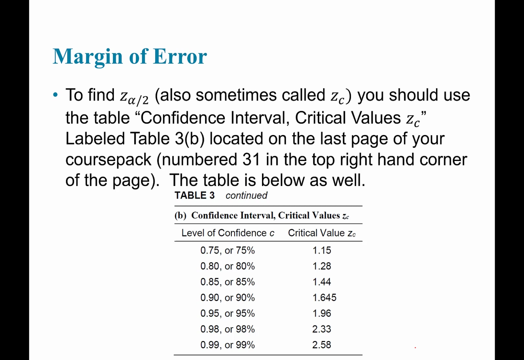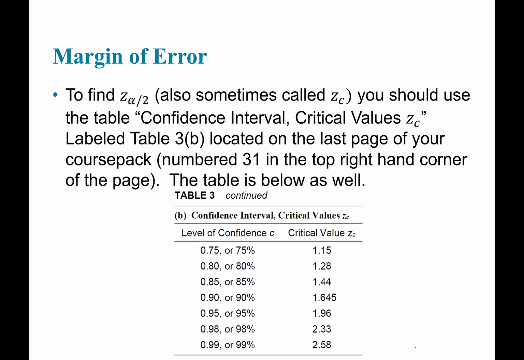So I mentioned before, you probably don't want to have to use inverse normal distribution every single time to find your z sub alpha over 2 or z sub c. Instead, we have a table that has these values already calculated for common values of c that we're going to be using. So this table is called the confidence interval critical values of zc. It's labeled table 3b on the last page of your course pack. Literally the very last page in your course pack is going to be this table.